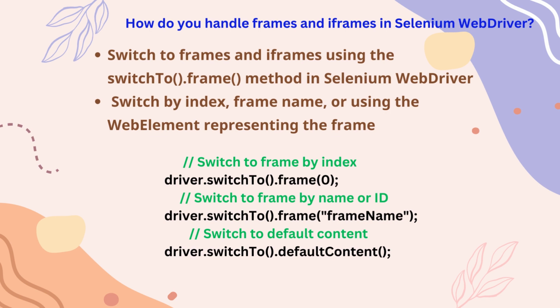In this example, the switch to frame by index method takes an integer parameter representing the index of the frame to switch to, while the switch to frame by name method takes a string parameter representing the name of the frame to switch to. The switch to default content method switches back to the default content.